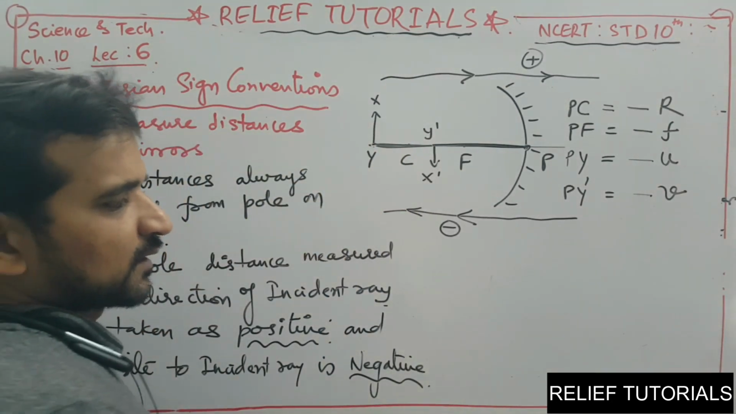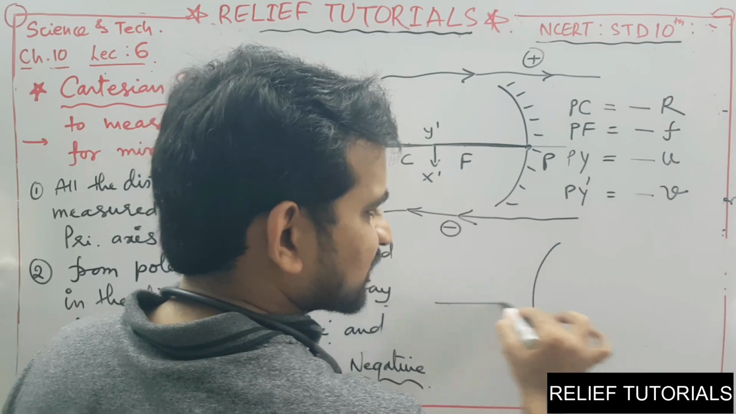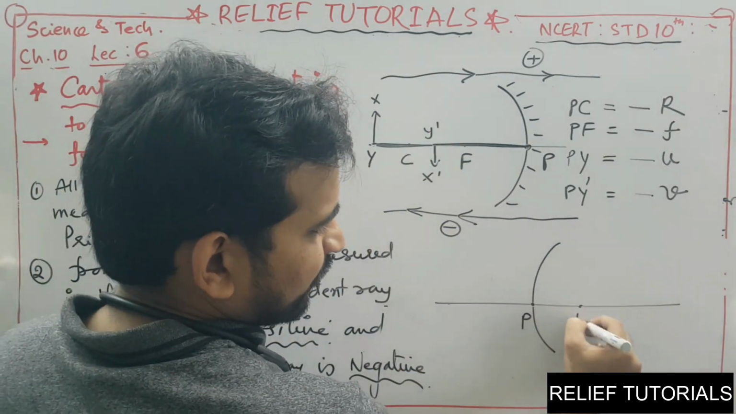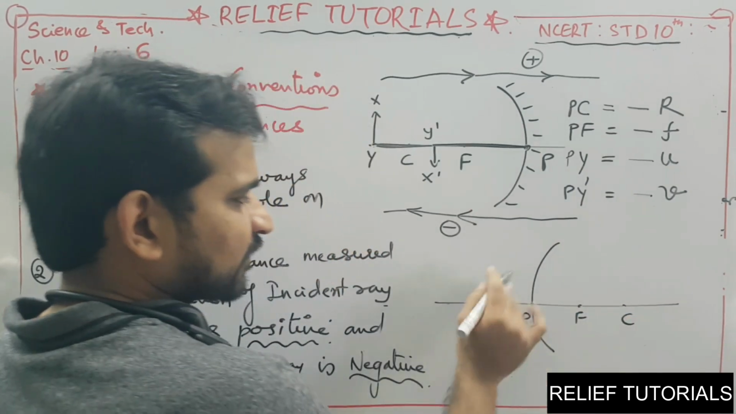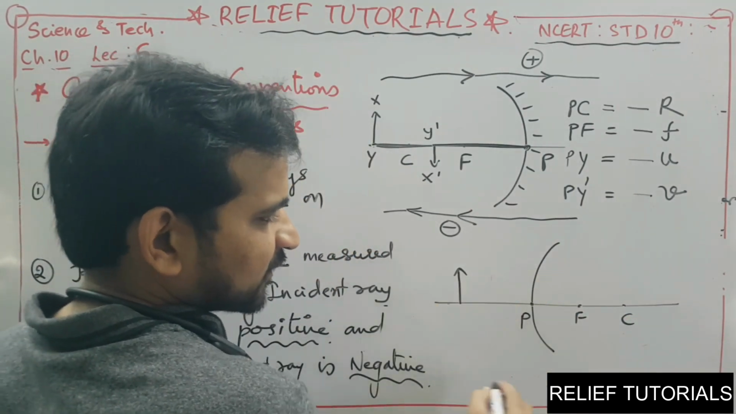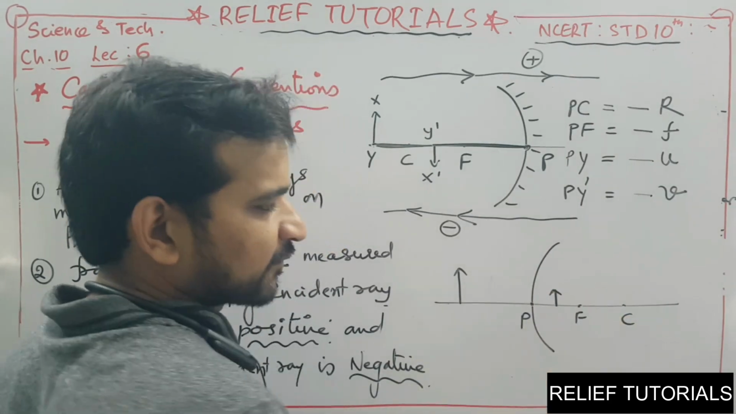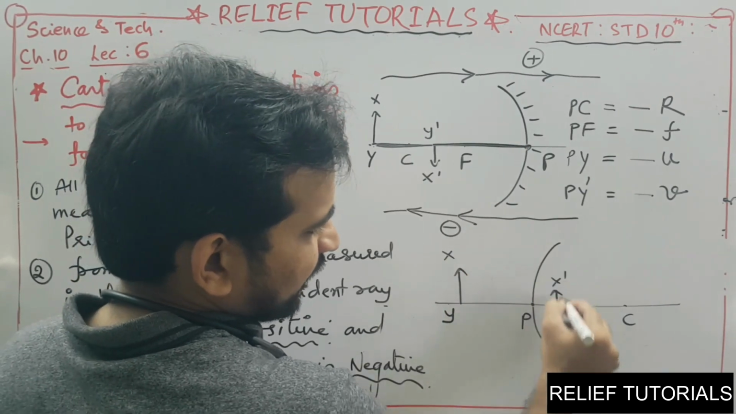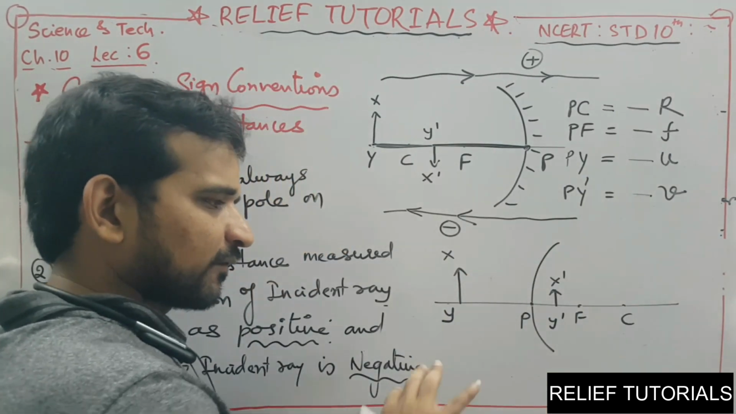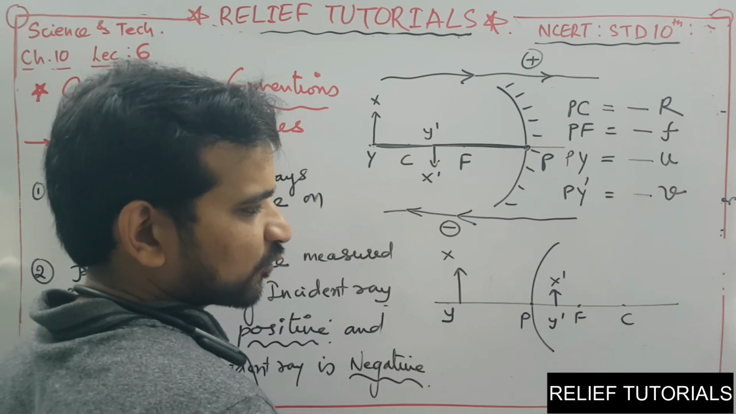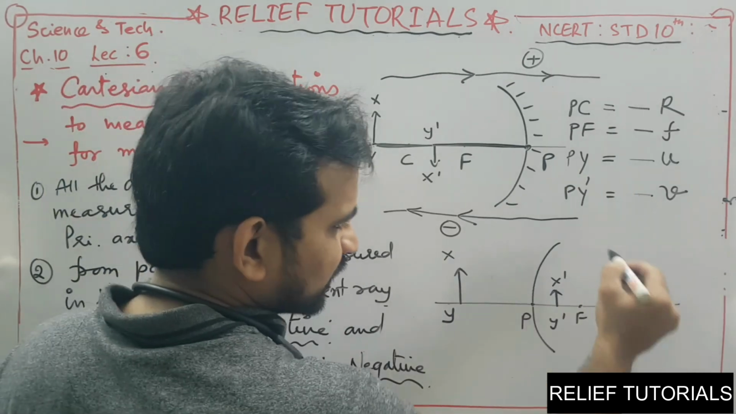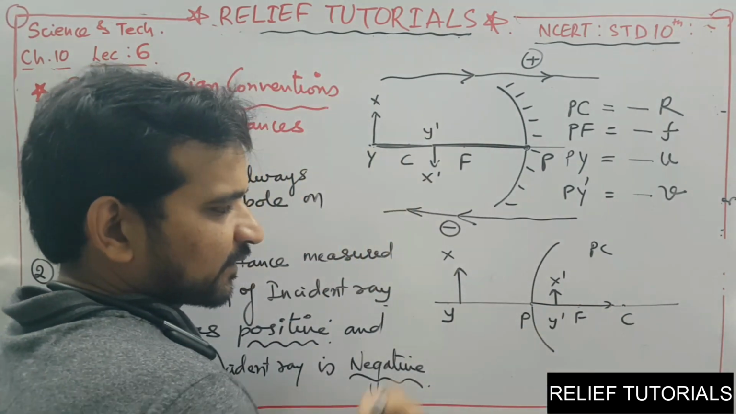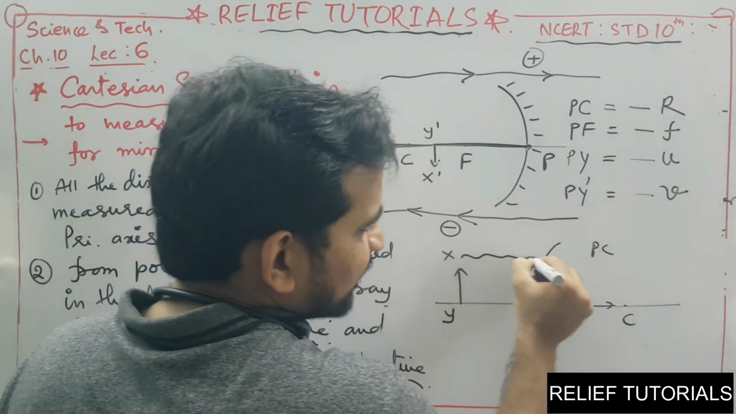Here, let us say in the convex case, let us take some examples only. These are some examples only. This is P, F, and C. If I say this is the object, so I think the image will be here in between P and F. X, Y, X dash, Y dash. Now again start measuring all the distances. First of all, the radius of curvature P to C. Can you see that P to C means you are going in this direction? And here is the object, so incident ray goes like this.